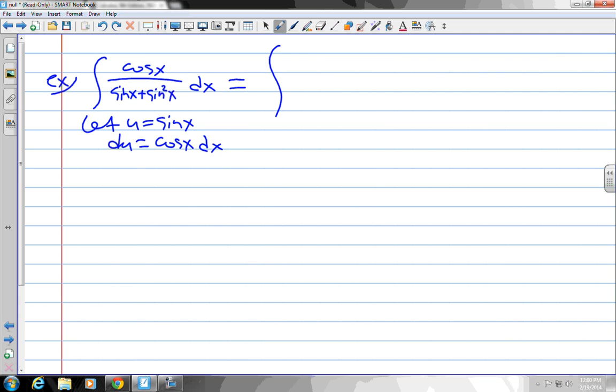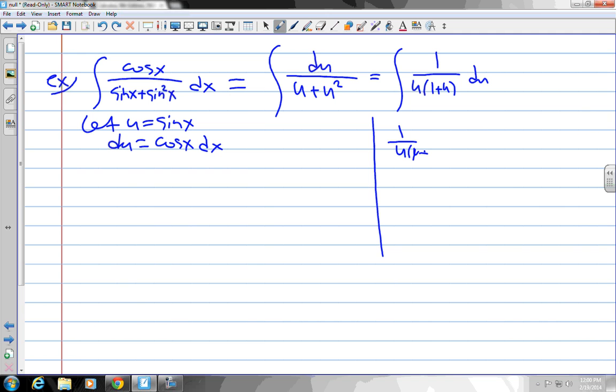So then this becomes du over u plus u squared, right? Well, this looks just like what we've been doing. You have some kind of rational function that can be factored. It's 1 over u times 1 plus u, du. So we can do this by partial fractions now. So if we use partial fractions on 1 over u times 1 plus u, that's A over u plus B over 1 plus u.